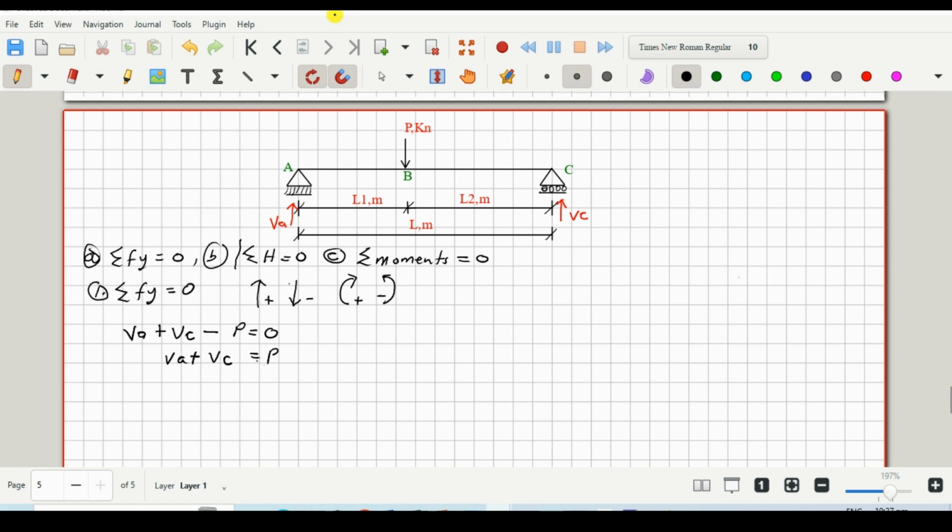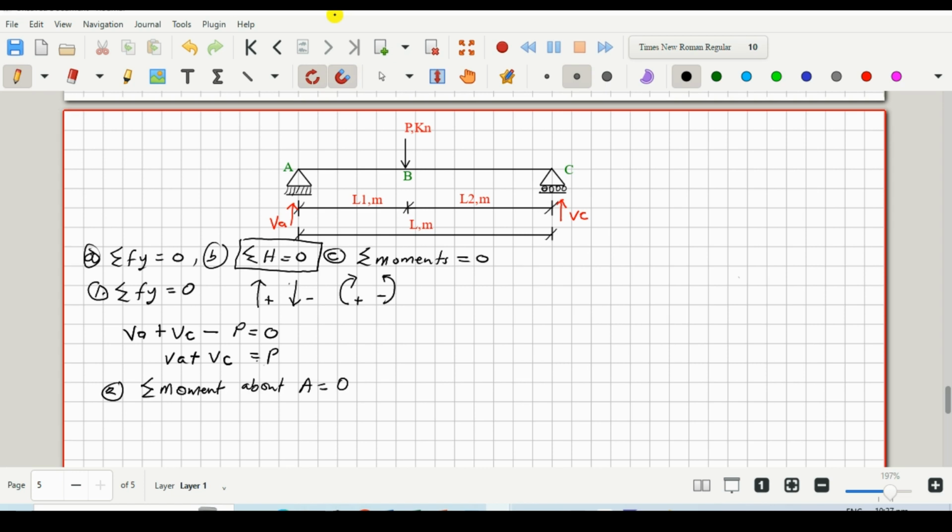Summation of horizontal forces will not come into play in this example because we don't have any horizontal reaction or load on this beam member. So two, summation of moment. Let's take the summation of moment about support A equals 0.